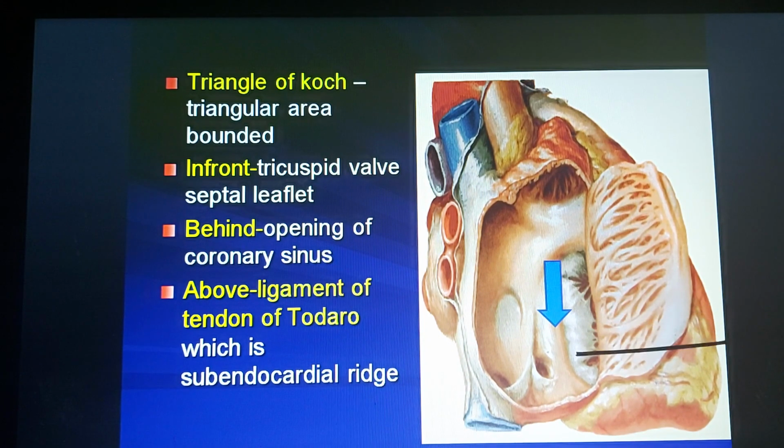It is bounded above by the tendon of Todaro, which is a subendocardial ridge. So the triangle of Koch is related anteriorly to the septal leaflet, behind to the coronary sinus, and above to the tendon of Todaro, which is nothing but a subendocardial ridge.